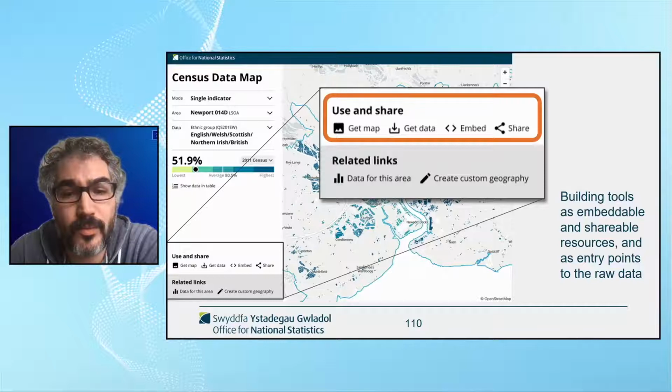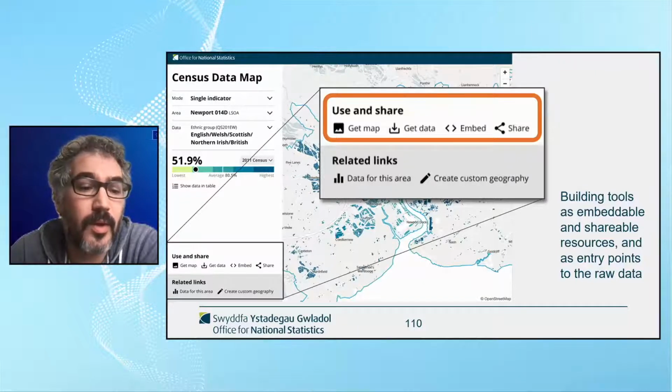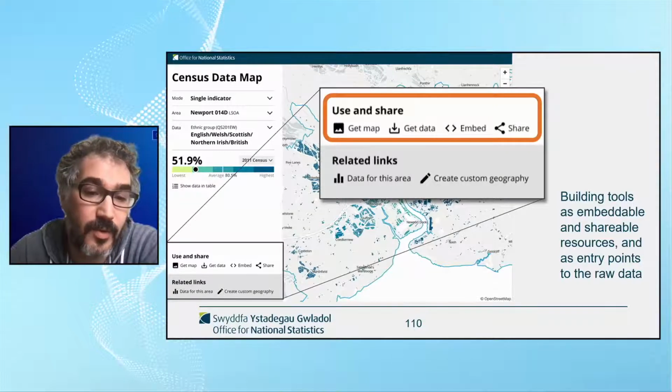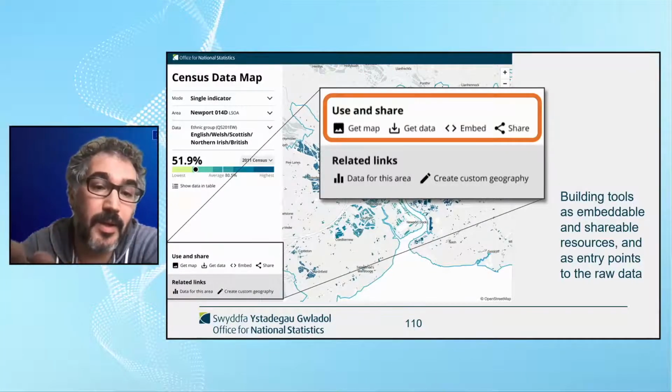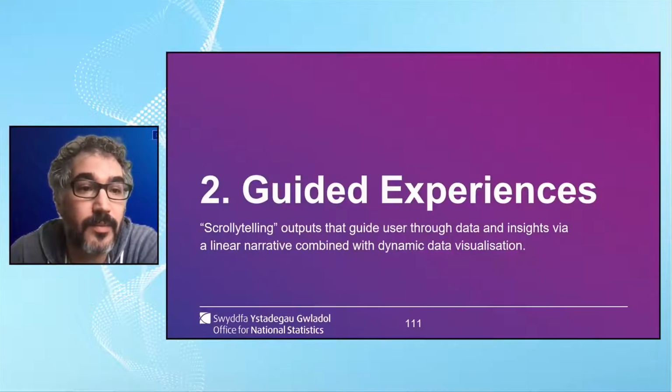And also, very importantly, all of these products we see as onward journeys to actually getting the raw data. So all of these products, in theory, would have routes to get a screenshot of a map, to be able to embed things, but also to be able to download the raw data. So you'd have a journey into discovering the data.